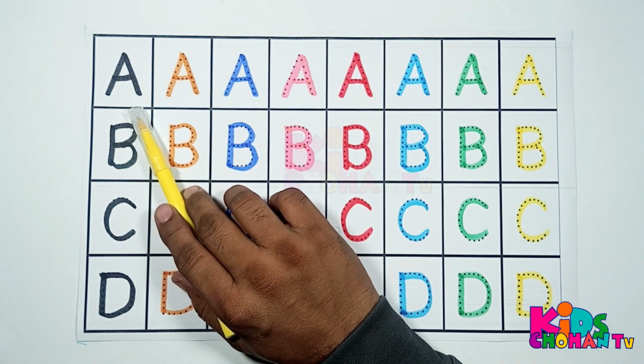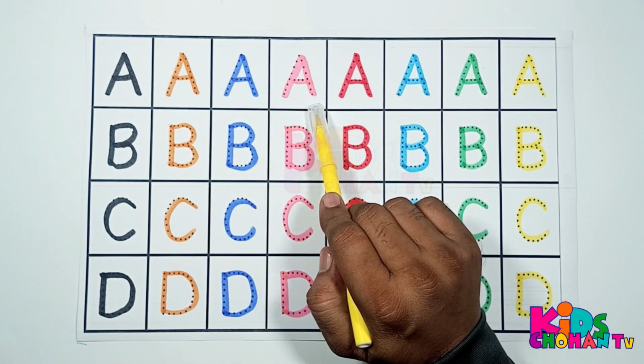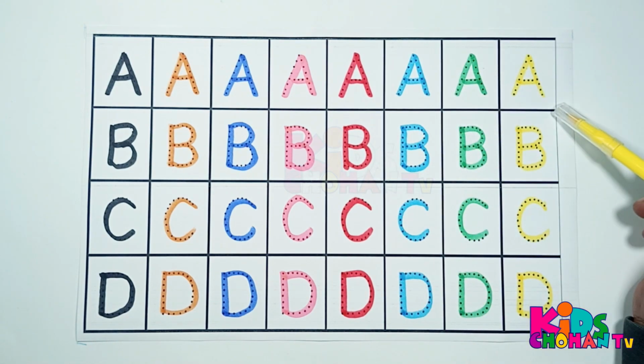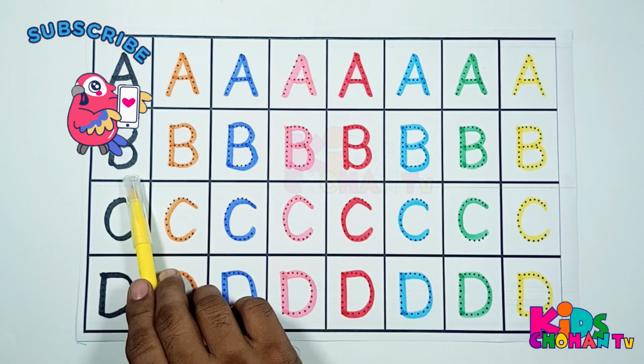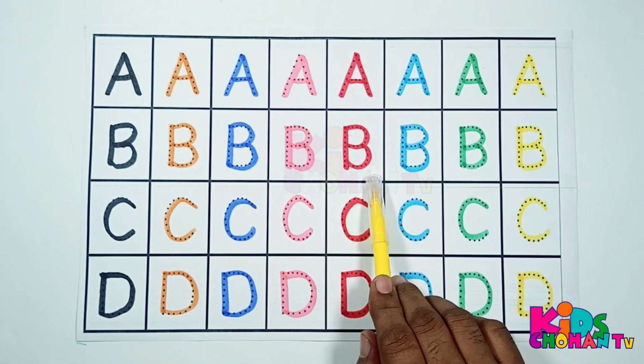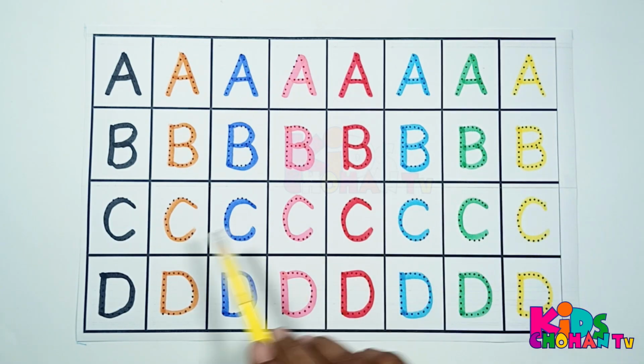Kids, read again. A. A for apple. A. A for alligator. A. A for ant. A. A for aeroplane. B. B for ball. B. B for bat. B. B for balloon. B. B for butterfly.